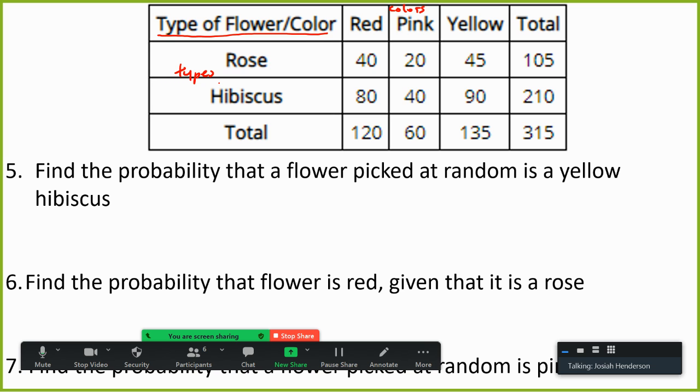So remember, if the question says given that, only focus on that row or column. If it doesn't say given that, we're going to use the main total. Let me write that in here, the main total, the total of everything. So that means there's 315 total flowers here, a mix of all those colors of those two types. So let's try number 5, unless there's any questions. And if there are questions, please jump in and let me know. So for number 5, find the probability that a flower picked at random is a yellow hibiscus.